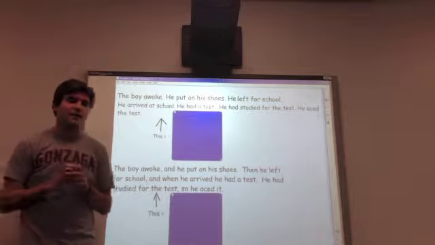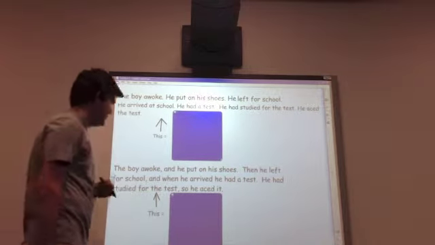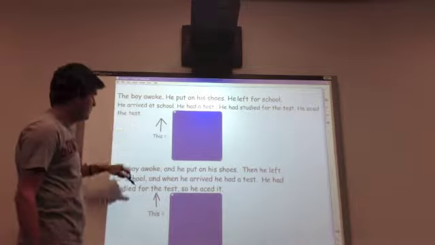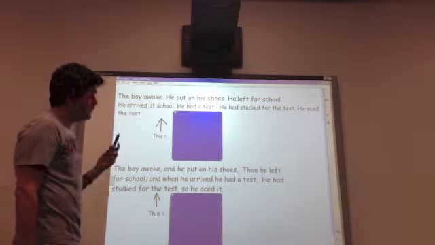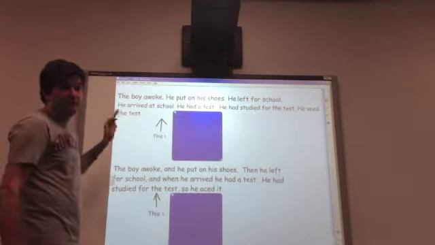Okay, today I'm going to talk about ways to make your writing a little more interesting. So right here I have two examples of the same idea, but written in two different ways. So the first one reads like this.